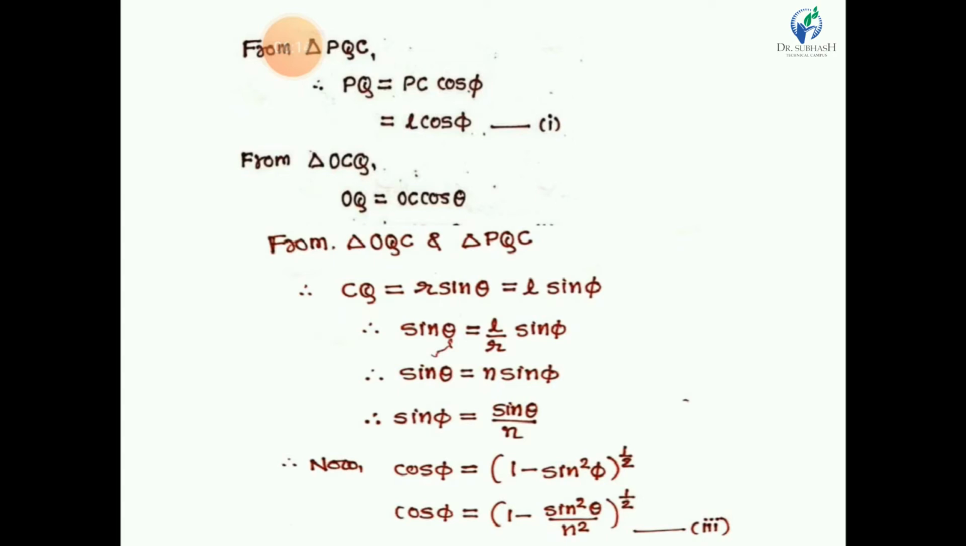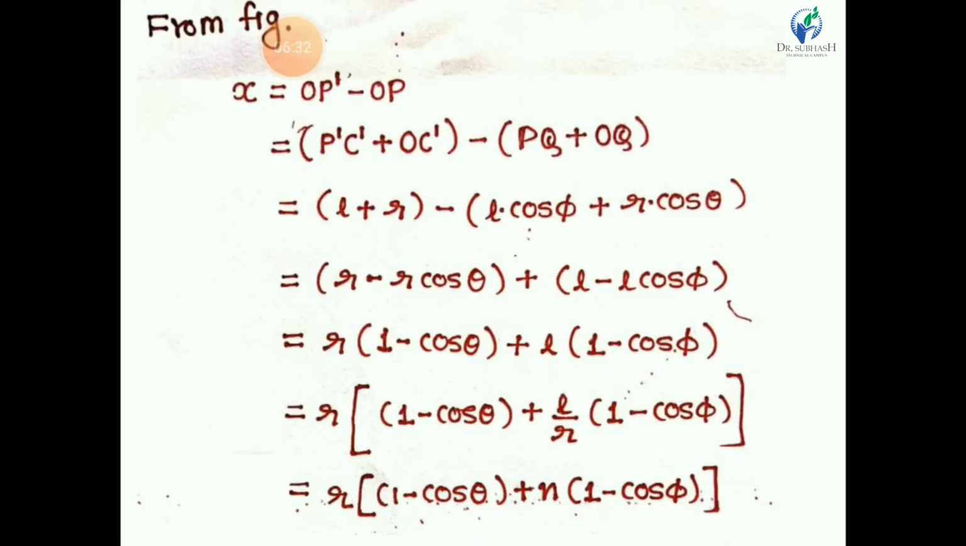Now we use this equation. So remember these three equations. First, PQ is equal to L cos phi, OQ is equal to R cos theta, and cos phi is equal to (1 minus sin square theta upon n square) raised to 1 by 2.